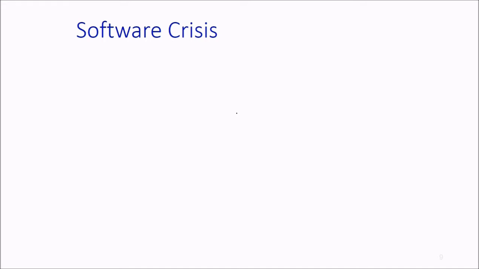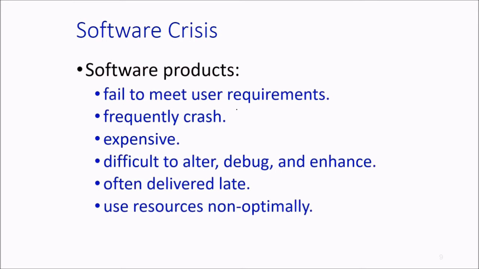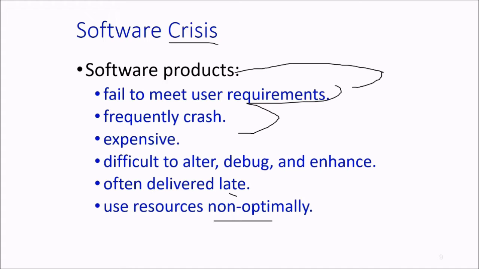Then we come to the software crisis. What is the software crisis? The word crisis is quite hard and harsh. Software products often fail to meet user requirements. They crash, they are expensive, difficult to alter, debug, and enhance, delivered late, and use resources non-optimally.